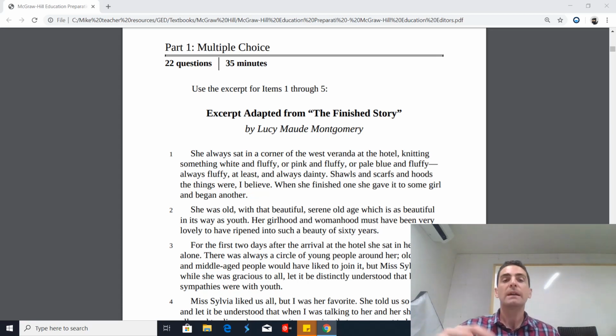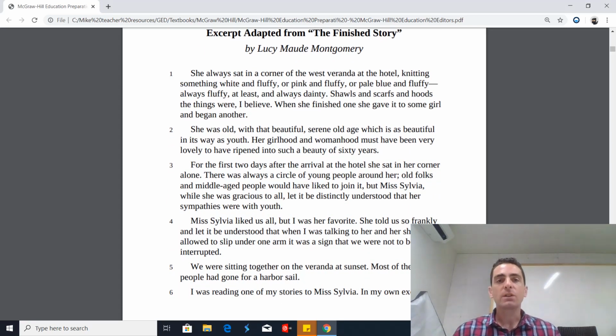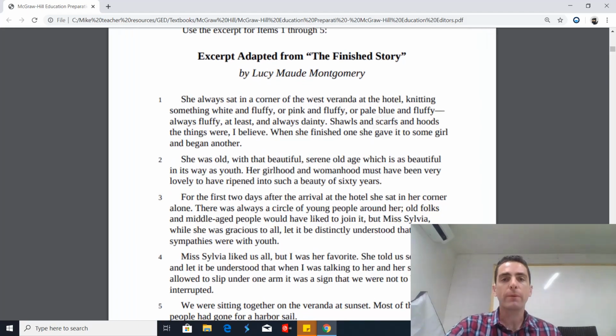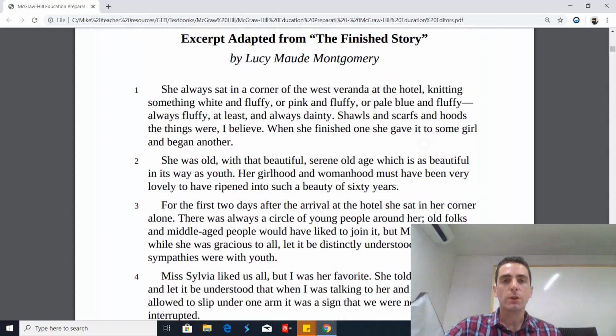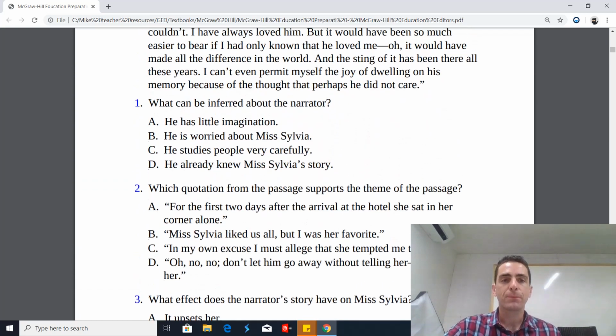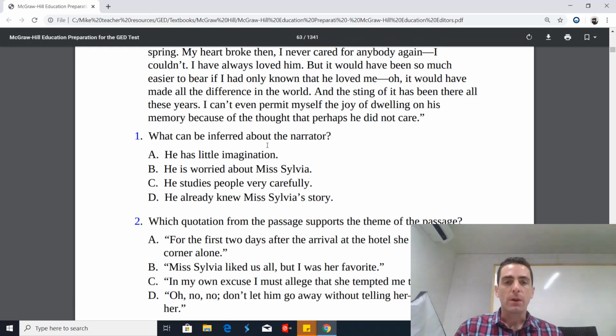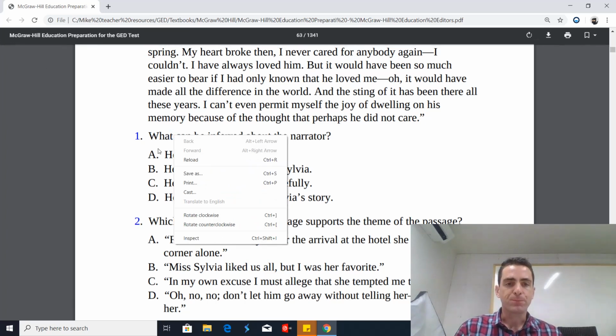So let's get stuck straight in here to the reading itself. Okay, you can see here it's an excerpt adapted from the story, The Finished Story, by a lady called Lucy Maud Montgomery. Now, before we read it, let's have a look at the questions and see what we have to do. So question 1, what can be inferred about the narrator? What can be inferred about the narrator?